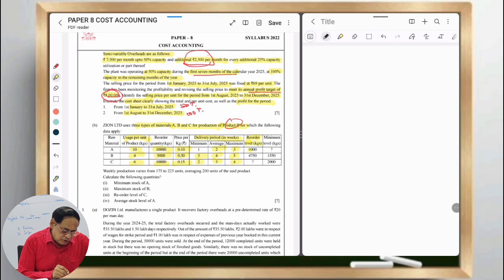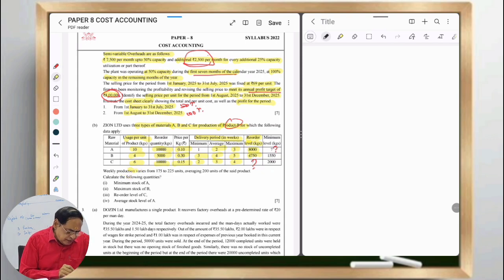Reorder level is given as 8,000 and 4,750. In this case one is missing: the reorder level of one raw material is missing, and we have to find it out. And the minimum level for A is also not given; we have to find it out. Apart from that, some requirements are given and we are asked to prepare some other things. The minimum level for B and C is given.